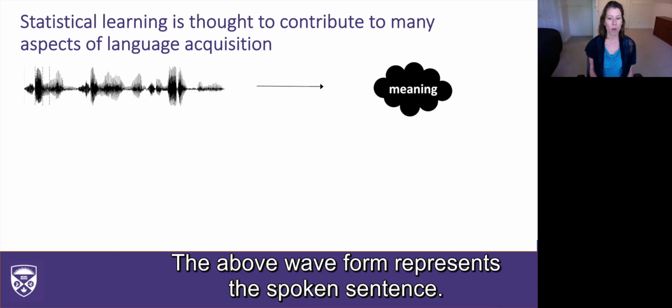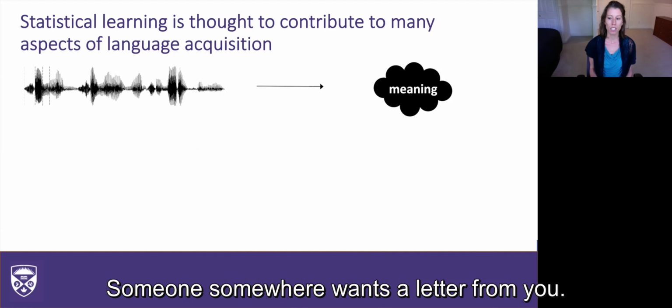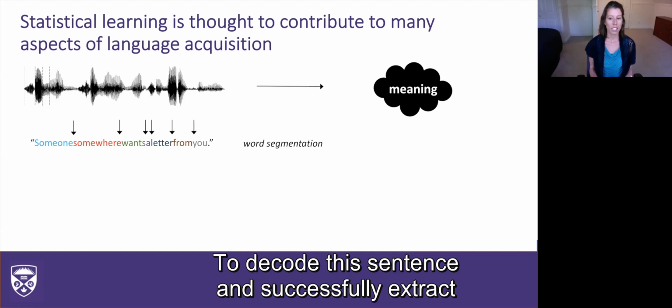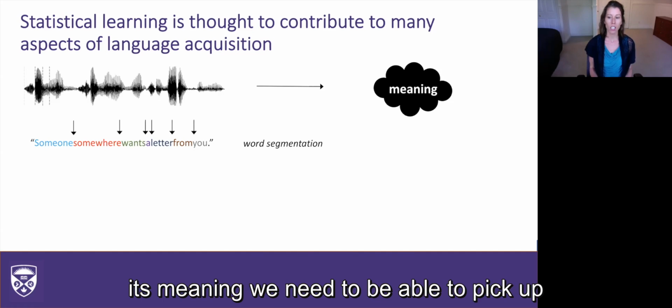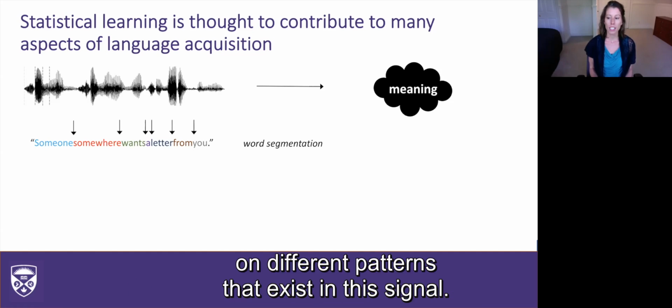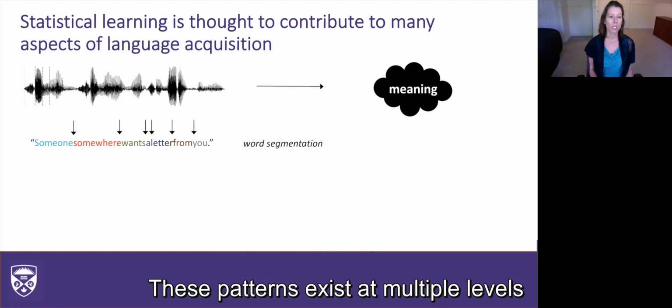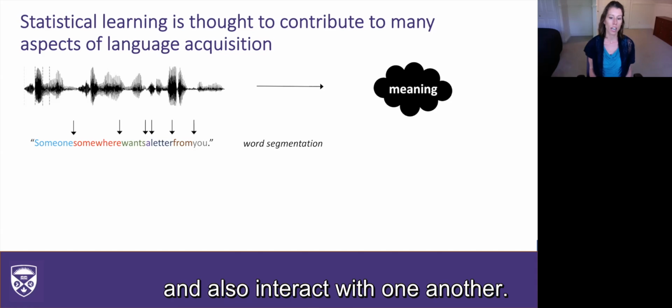The above waveform represents a spoken sentence, "Someone somewhere wants a letter from you." To decode this sentence and successfully extract its meaning, we need to be able to pick up on different patterns that exist in this signal. These patterns exist at multiple levels and also interact with one another.